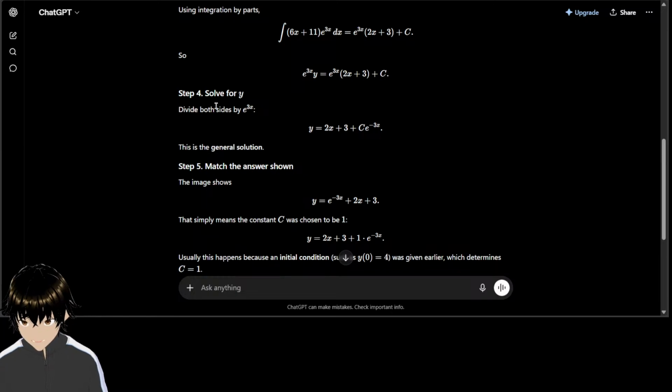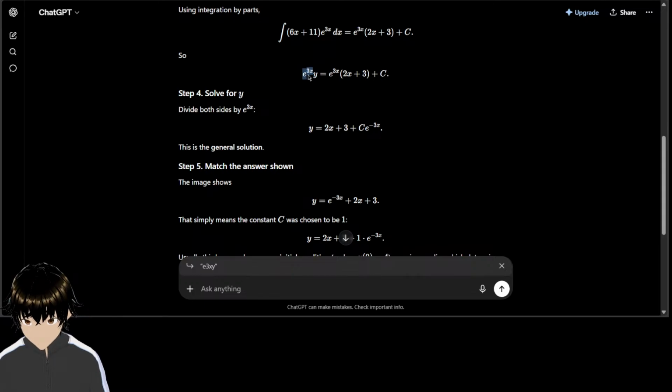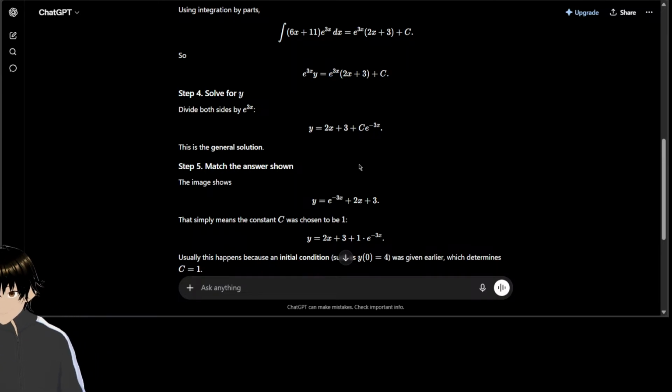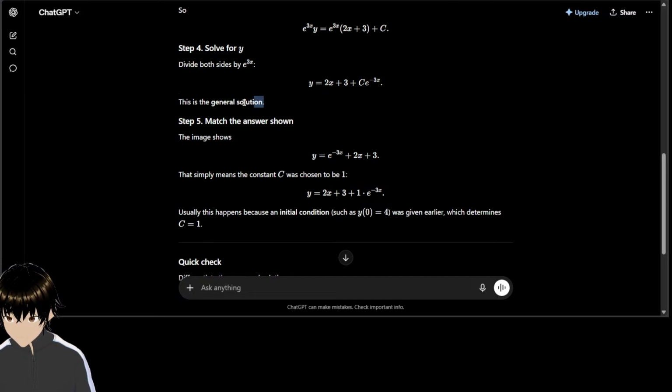So you solve for y. Oh, so you divide both sides by e to the x. I think both of them are going to be cancelled. I'm not really pretty sure. General solution. This means the constant was supposed to be 1.